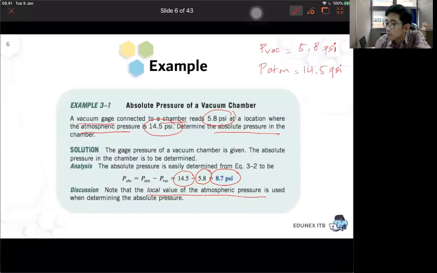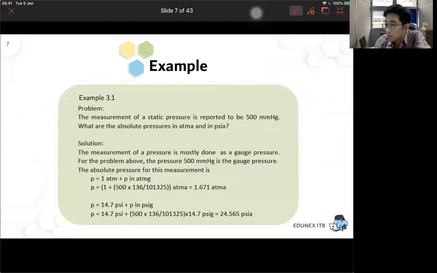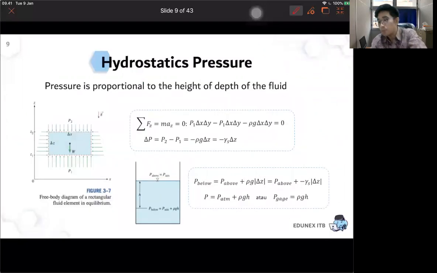Okay, we will continue. That's another problem that you can do by yourself. Okay, now we go into the hydrostatic pressure, the one that has been questioned by Kevin.